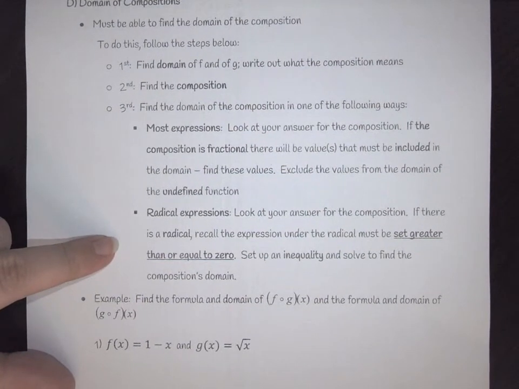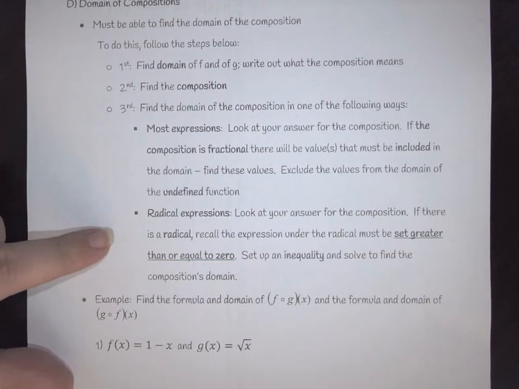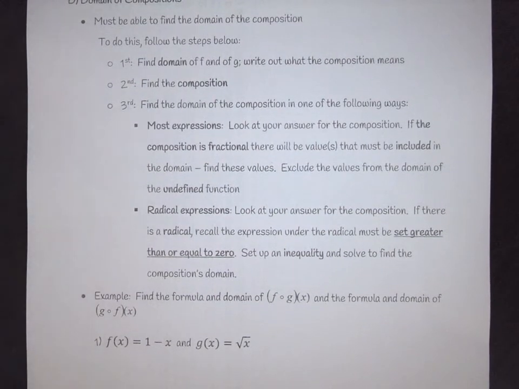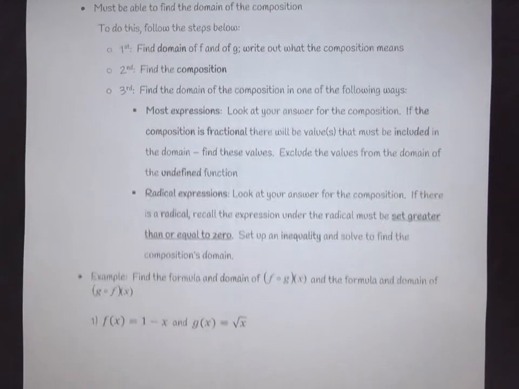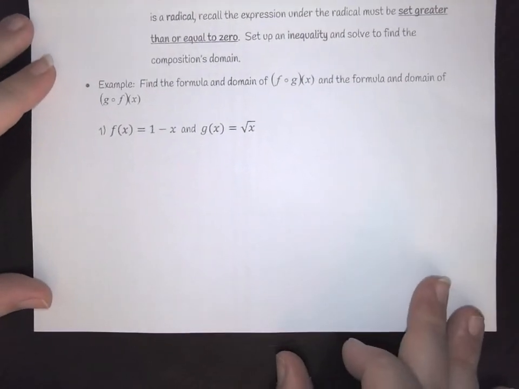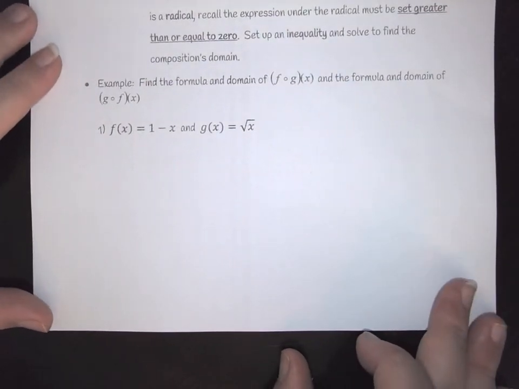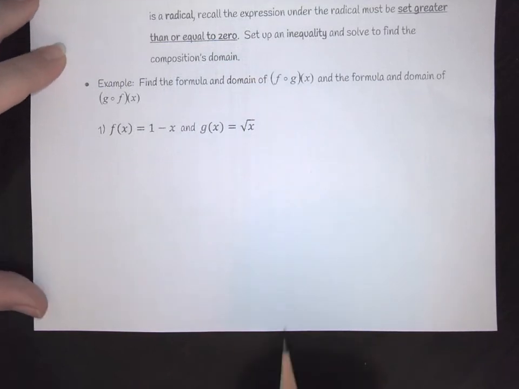If you have radicals, you're going to look at your composition and use your radical rules. In other words, your domain would have to be greater than or equal to whatever value makes the radicand 0. When doing domains of compositions, I just find it best to look at an example.